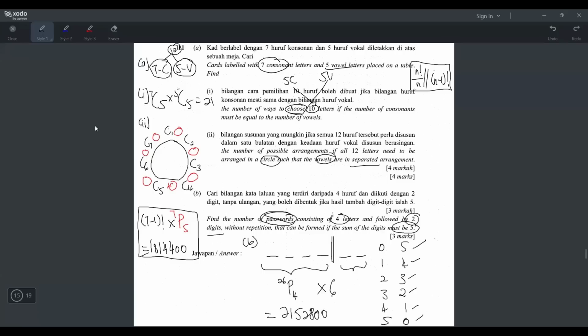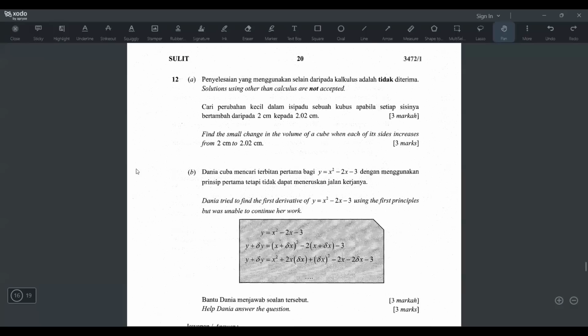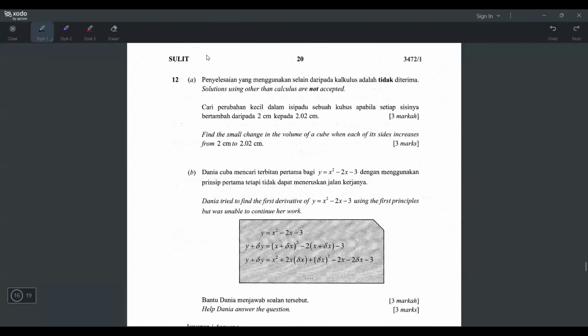Okay, let's do number 12. This is a differentiation question. They say solutions by using other than calculus are not accepted. This one is not important. It means they want you to use differentiation. Calculus means differentiation. Find the small change in volume of a cube when each of its sides increases from 2 to 2.02 cm.